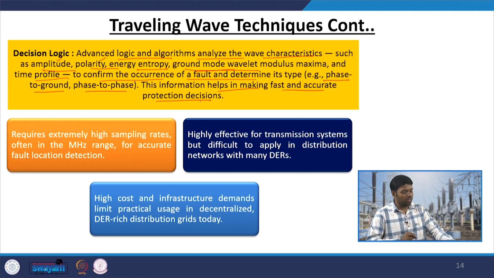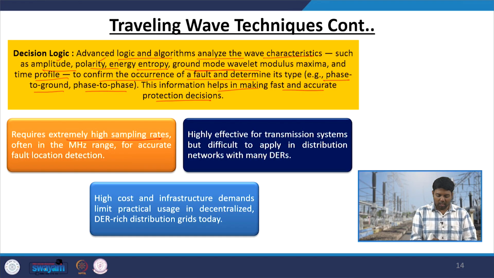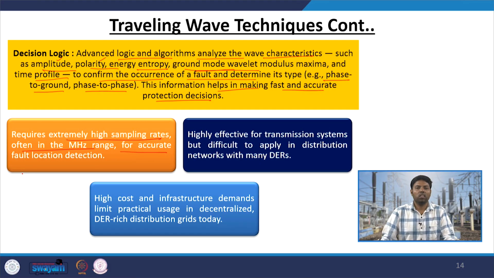This is a very good method, but the problem is that it requires high sampling rates, often in the megahertz range, for accurate fault location detection. So, that is the main problem. You need very high frequency data, and capturing that high frequency data needs good equipment.